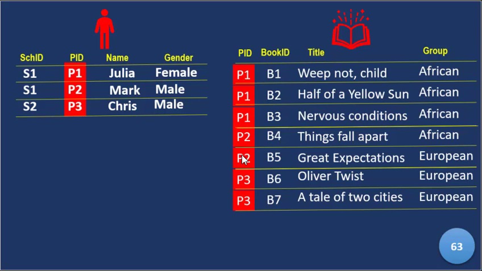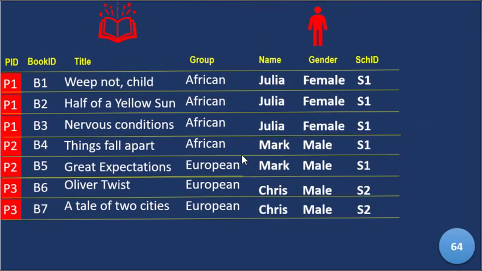So nothing, no magic, no hanky panky. We did it nice and slow. We brought the tables and made them one. All Julia's books are still there. She's P1, and now we have added her name, her gender, and her school. Now, when you do merging like this and there's a one-to-many relationship, the one side is usually duplicated. Julia's name appears 3 times here, Mark's twice, Chris's twice, and so are their other attributes. That's what happens when you do a merge.